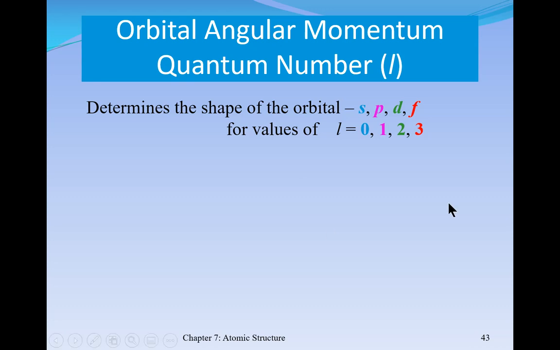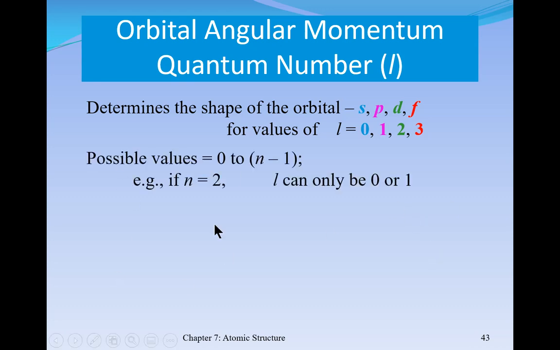Okay, so in terms of the actual values of L, the only possible values of L will range from 0 to n minus 1, where n, of course, is the principal quantum number that we met before. So let's say we're talking about the second shell, where n is equal to 2. That means that there are only two values possible for L, and that would be 0 or 1. And what that means basically is that within the n equals 2 shell, there are two sublevels or subshells, one where L is equal to 0, and the other one where L is equal to 1, all right?